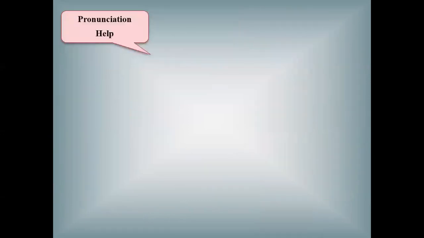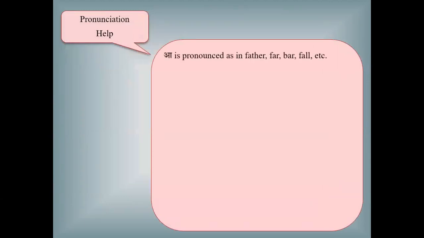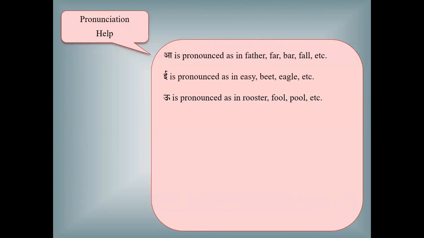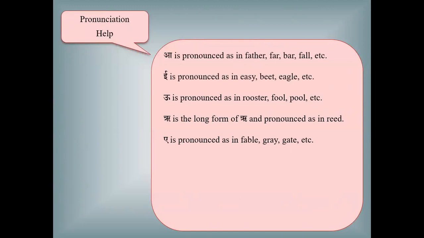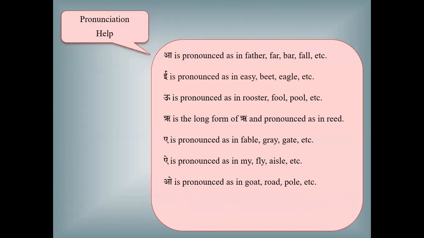Okay, then. How is it pronounced? The letter Ā is pronounced as in the words father, far, fall. And the letter Ī is pronounced as in eagle, bead. And the letter Ū is pronounced as in rooster, fool. And Ṝ is pronounced as in the word reed. And E is pronounced as in the word gray, gate. And Ai as in the words my, fly. O as in the words goat, road, pole. Au as in down, noun, loud. If you have difficulty in pronouncing, then you can take the support of these English words and observe how the sounds are produced. So this is with regard to the vowels.